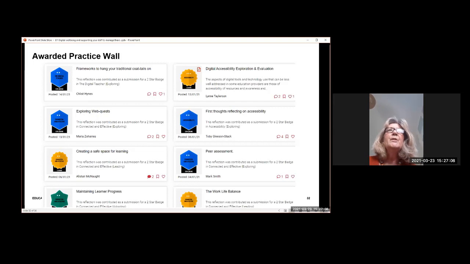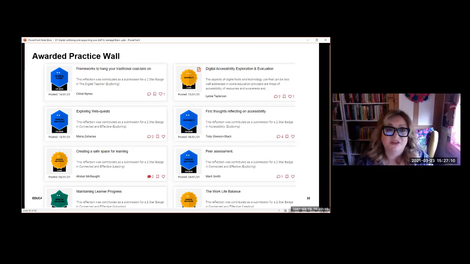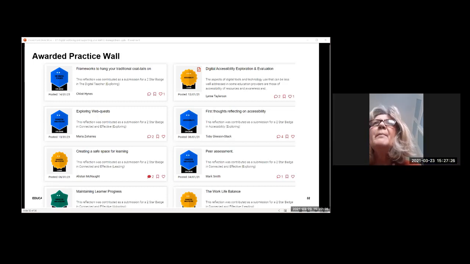And it's a community of practice on there, isn't it, as well? It's turning into almost a social media type situation where people are having dialogue about the work they're doing and sharing effective practice. Exactly right. If you look on the right hand column, the second one down, first thoughts reflecting on accessibility, you can see that there are already 4 people that have been posting their comments.